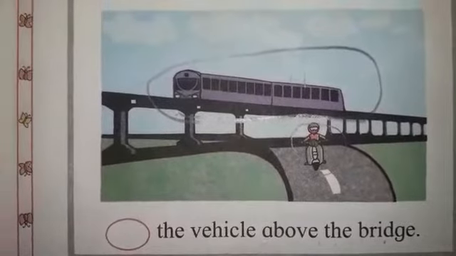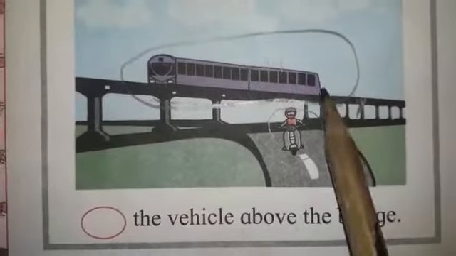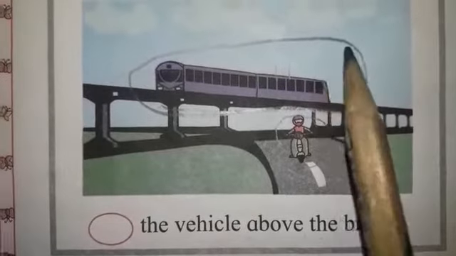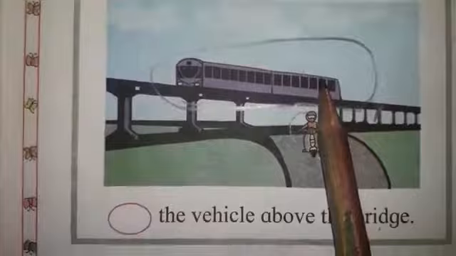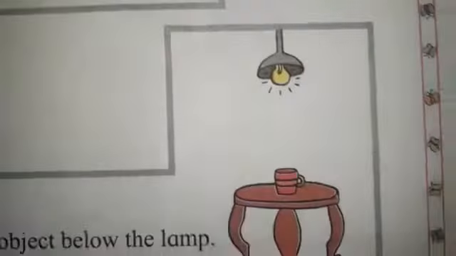जो ब्रिज के ऊपर है, ये ब्रिज होता है, ये ब्रिज है. ब्रिज के ऊपर जो है वो व्हीकल को हमें सर्कल करना था. We have circled the train. Now let's see the third picture here.